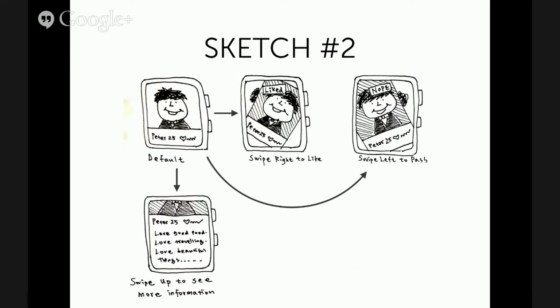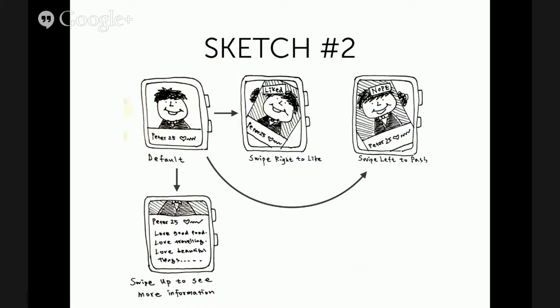Okay, so on this screen, we try to leverage people's understanding of Tinder's iconic gestures. Swipe right to like, swipe left to pass. So people can just swipe right to say, oh, I like this person, or swipe left to say, okay, I don't like. And then they can also swipe up to see more information or tap on the picture.